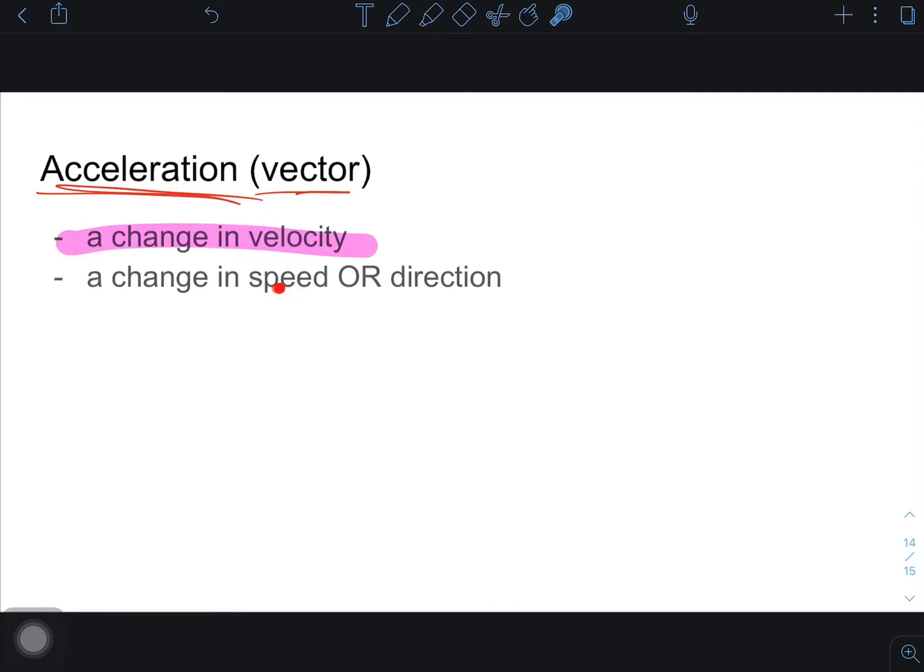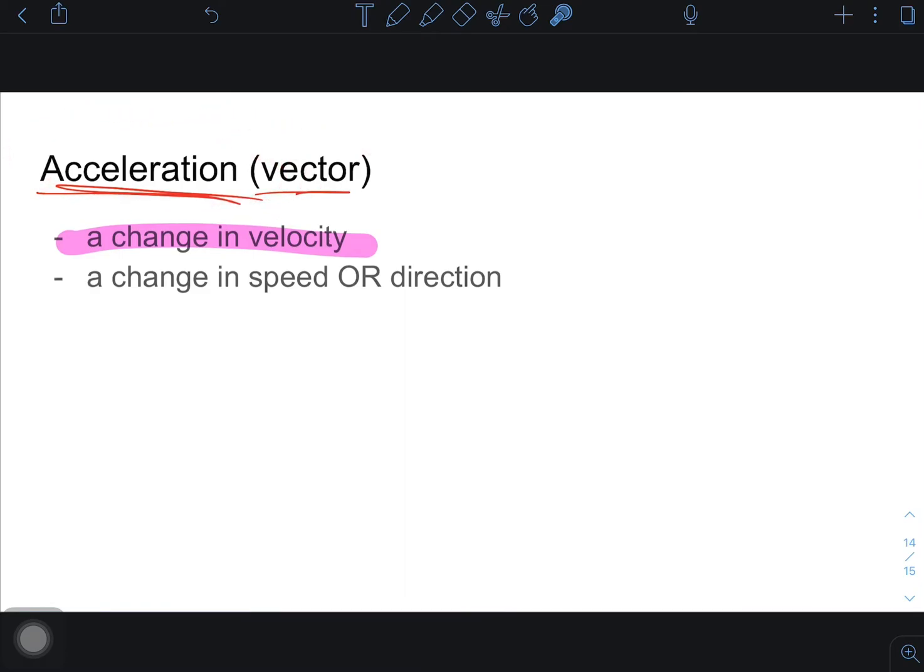So if I change my speed, I'm accelerating. I step on the gas pedal, I step on the brake pedal, that's changing my speed. That's an acceleration. That's an obvious one. The thing that we often forget is that when we accelerate, we could be changing our direction. So if I turn the steering wheel, I change the direction, therefore I'm accelerating.